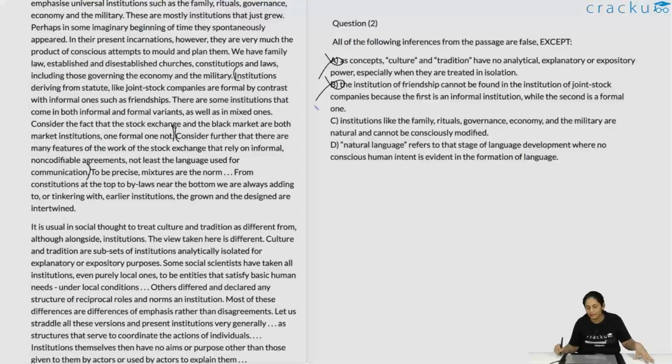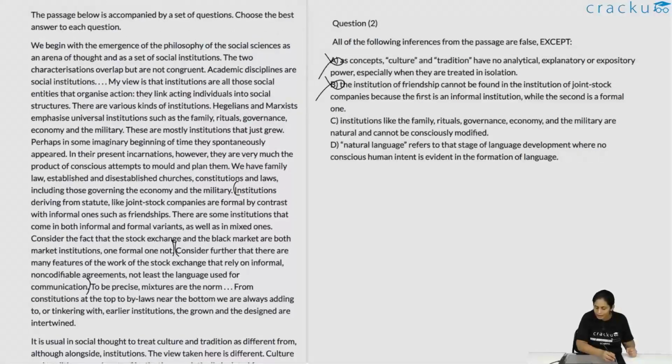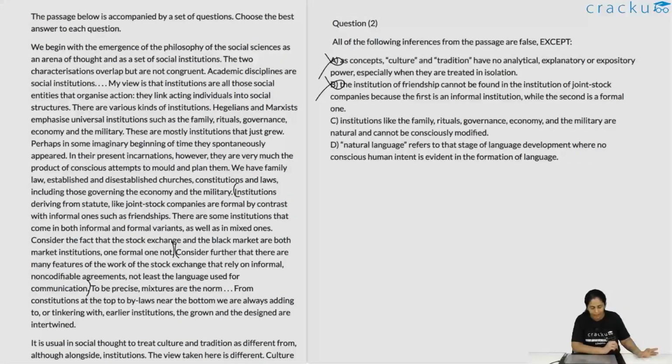Institutions like the family, rituals, governance, economy and the military are natural and cannot be consciously modified. Again, not true, because essentially they appeared at some point of time naturally, but they are very much a product of conscious attempts to mold and plan them. So it's not that they cannot be modified, they are actively being modified, actively being molded. So this is also incorrect, this is a false inference.